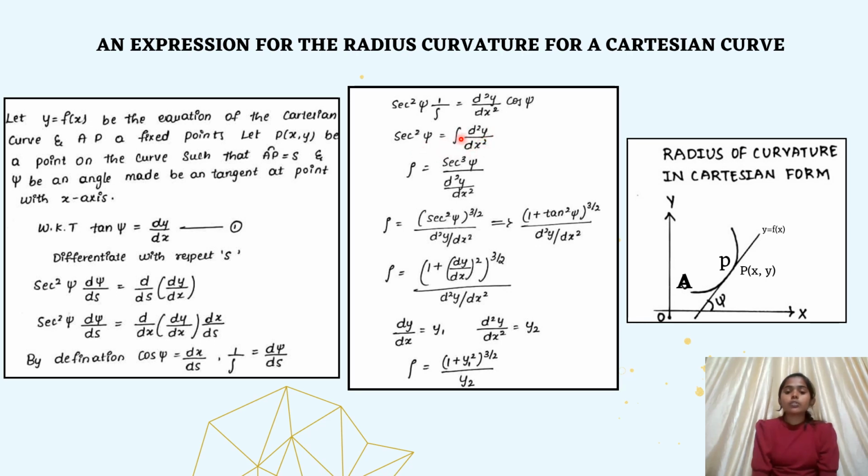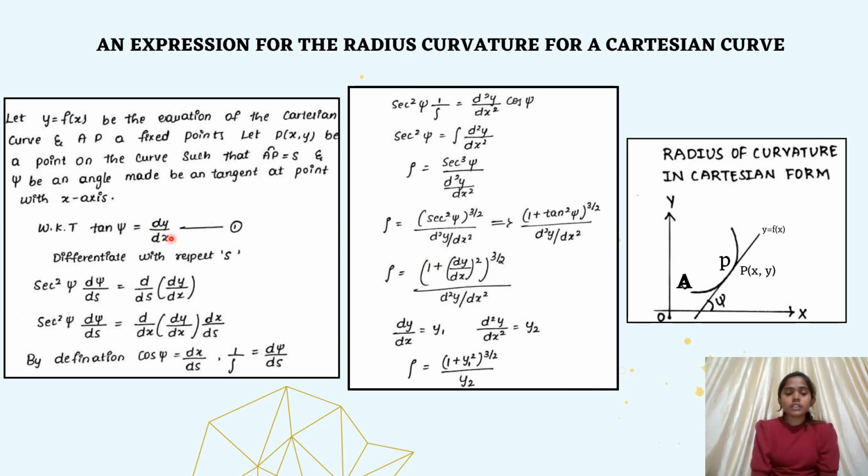and rho shifted to the RHS and secant square psi shifted to the LHS, it becomes rho equal to secant cube psi divided by d square y divided by dx square. Rho equal to (secant square psi) whole to the power of 3 by 2 divided by d square y divided by dx square, and secant square psi equal to 1 plus tan square psi. By this formula it becomes (1 plus tan square psi) whole to the power of 3 by 2 divided by d square y by dx square.